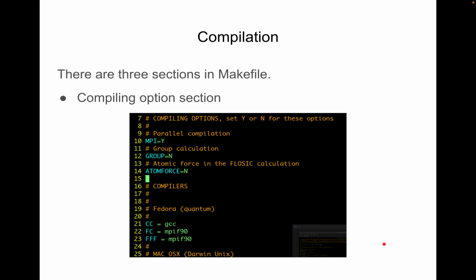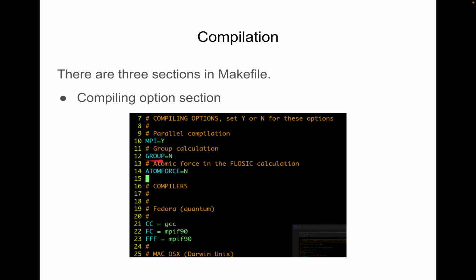Now let's go over the makefile in a little more detail. On top of the makefile, you can find the compiling options section. For the public release version of the code, there are only three options. The other versions of the code have more. The MPI option tells you if you want to compile your code in parallel mode using MPI, or you just want a serial binary.